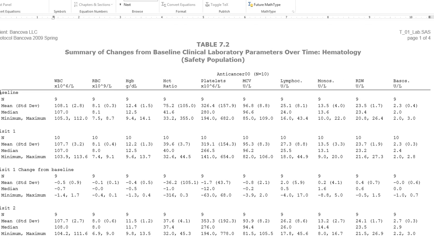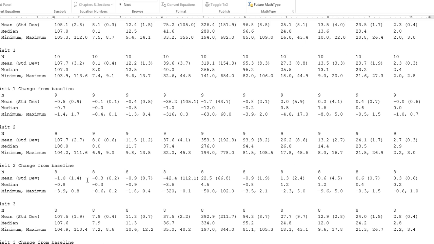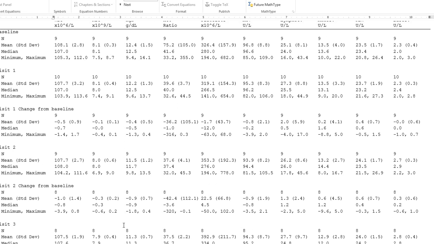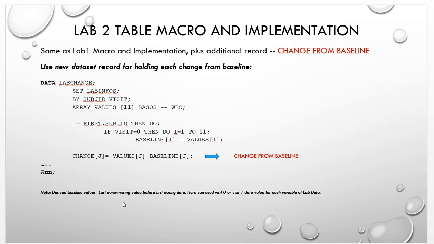Beyond lab 1, we have baseline statistics and each visit's statistics, and we have visit X change from baseline. See here, after visit 1, we have visit 1 change from baseline. After visit 2, we have visit 2 change from baseline. That's a derived value, deducting the baseline from the original visit n value. So that's the second table.